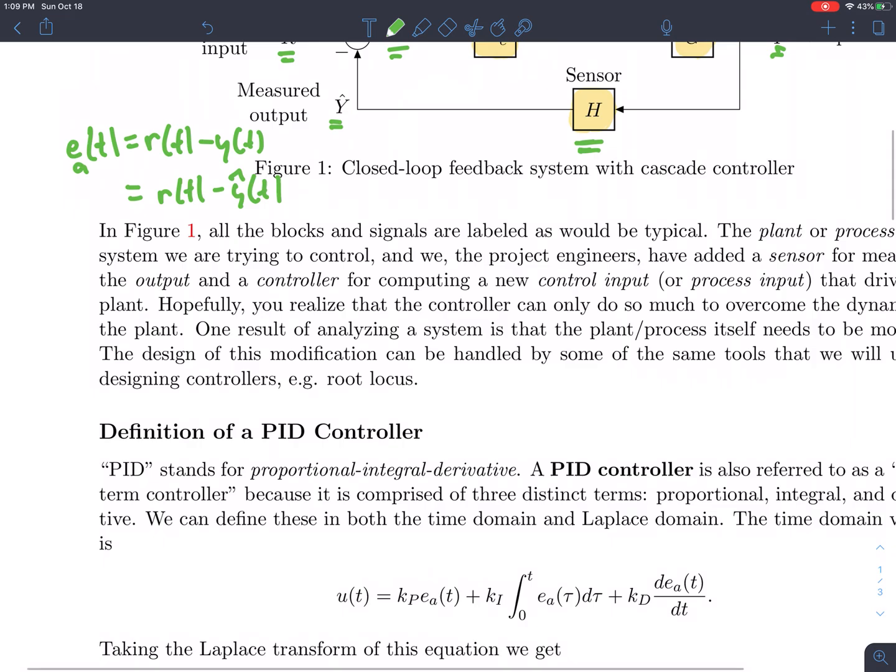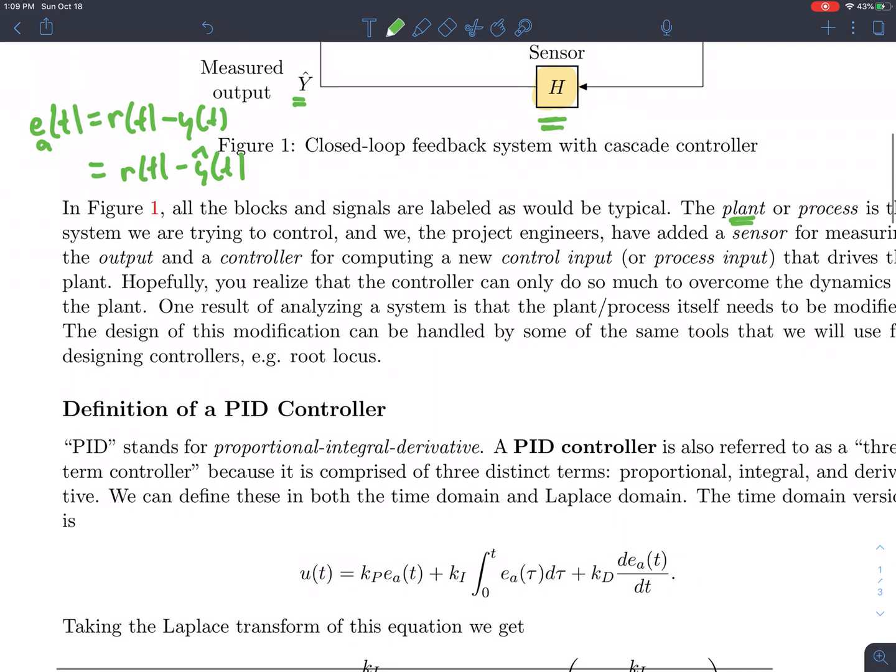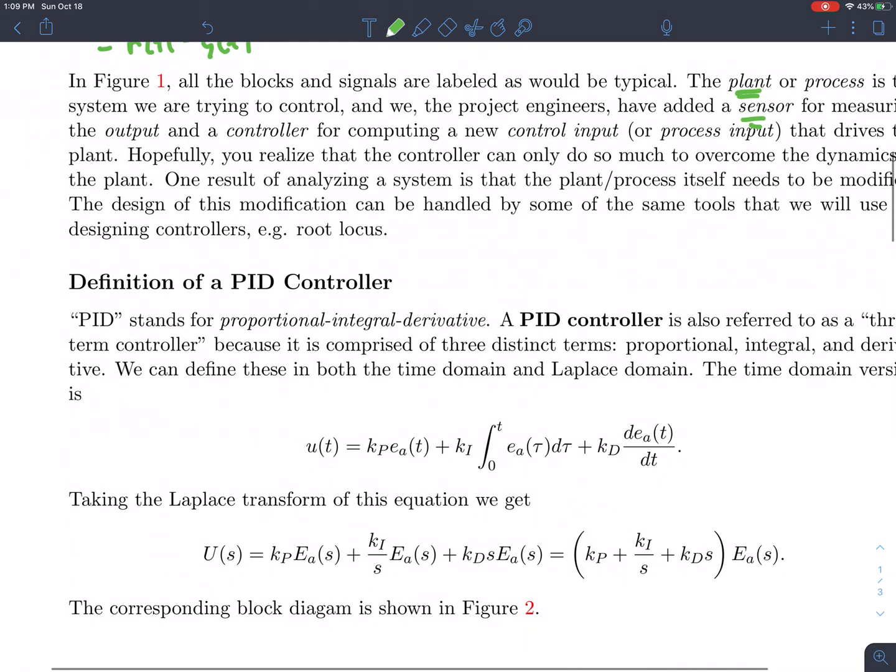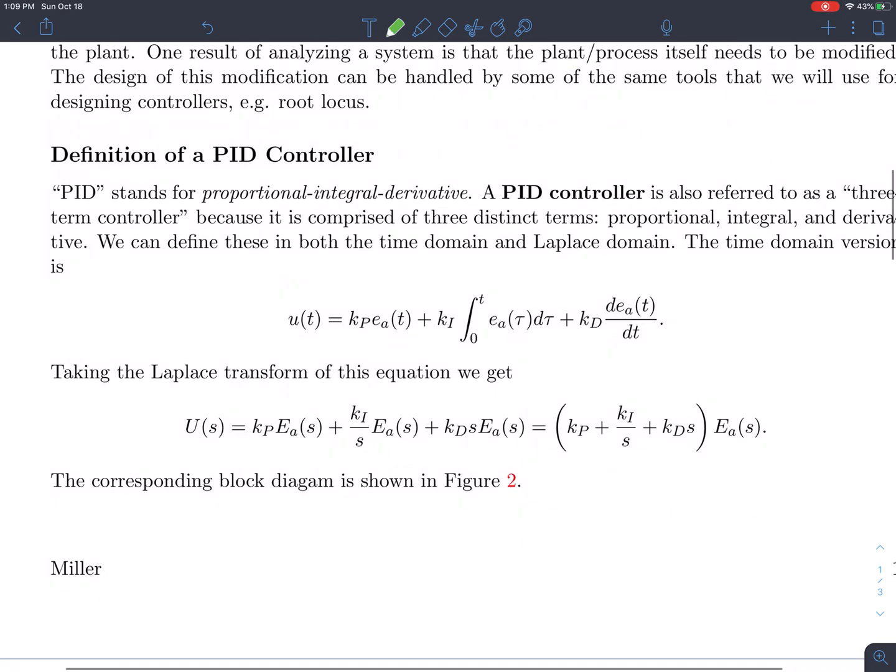So we're trying to control a plant or a process or something that we're trying to control. Hopefully we have some sensor so we can measure the output, and turn that into some electrical signal that we can work with. So, PID controller, we can look at the control.